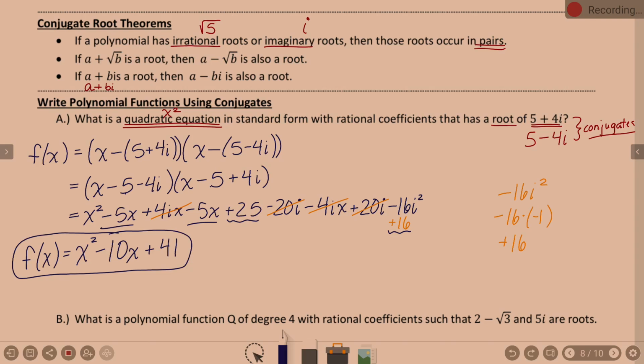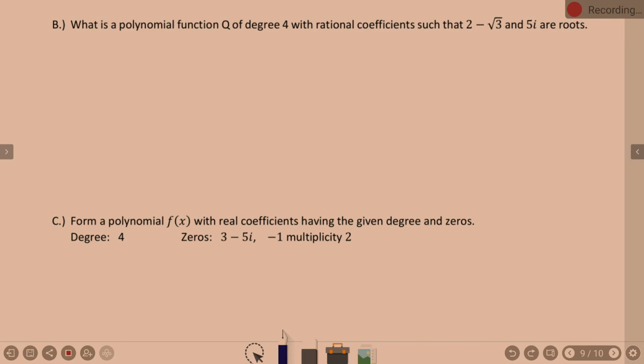Okay, let's look at B. What is a polynomial function Q? So they're just naming it Q. Of degree 4, that's nice. They're telling me degree 4. With rational coefficients such that 2 minus the square root of 3 and 5i are roots. I think it's a language. Can it phrase it in English? Okay, yes it can. What is a polynomial function?